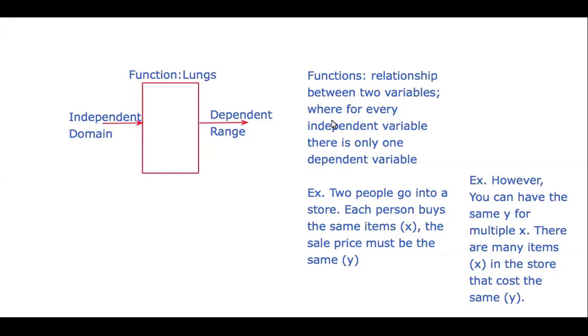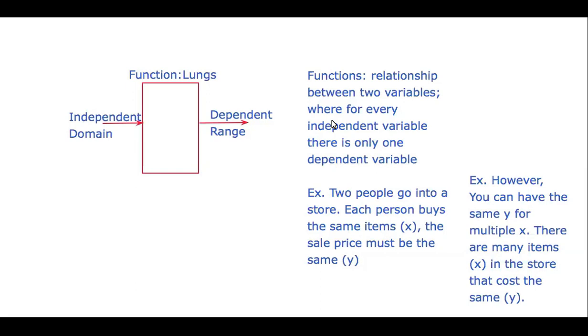Two people go into the store, each person buys the same items, X, and when they go to check out, the price that they both pay must be the same. Why? I can't charge someone more for the exact same items because it's just unfair. So that's how you kind of think of it. The items in the store are your X or your independent variables, and the price depends on the item. So the output is the dependent because it depends on what's coming in.